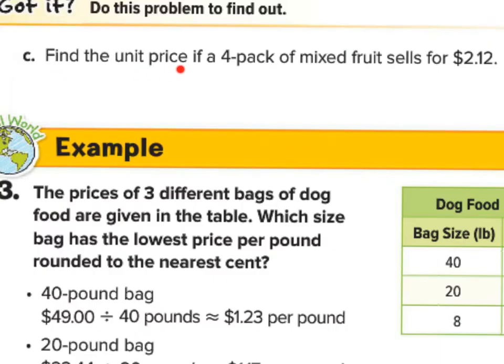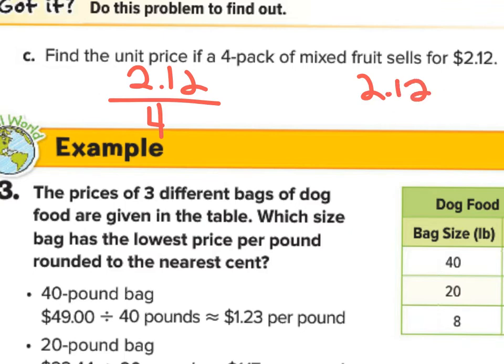Find the unit price if a 4-pack of mixed fruit sells for $2.12. Again, now we have $2.12, and we want to know how much each one is. So essentially, we're going to divide 2.12 divided by 4, right?